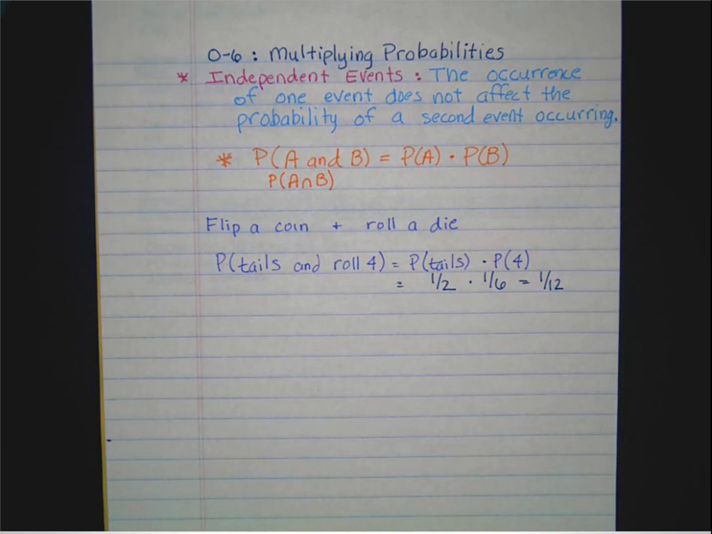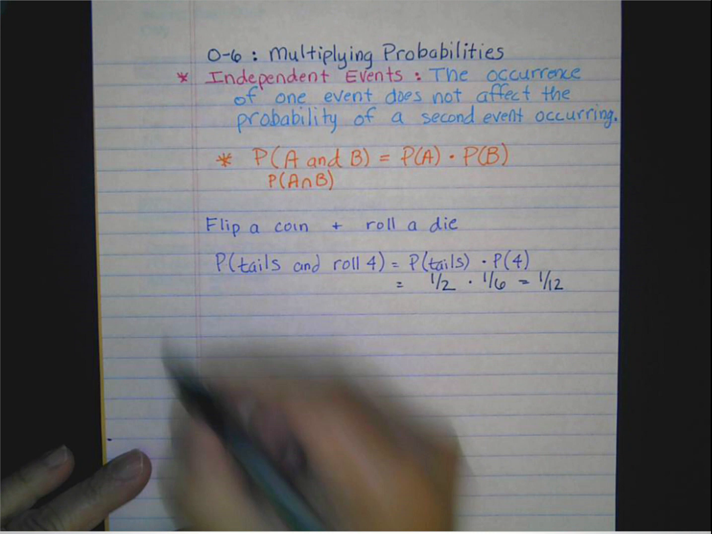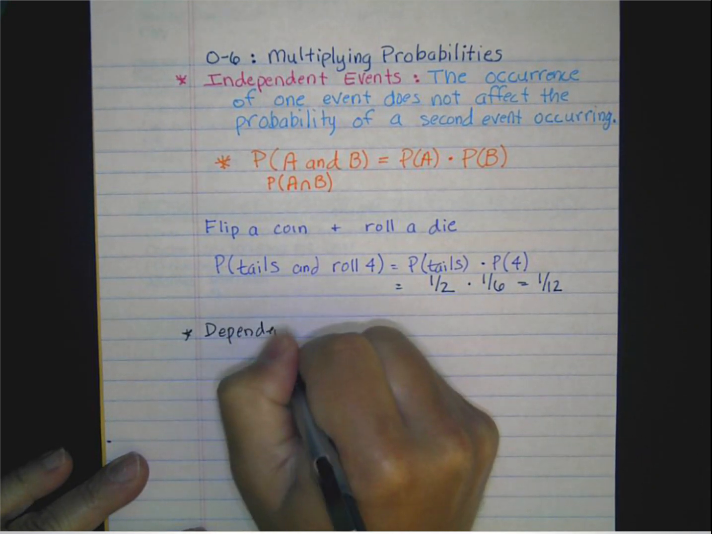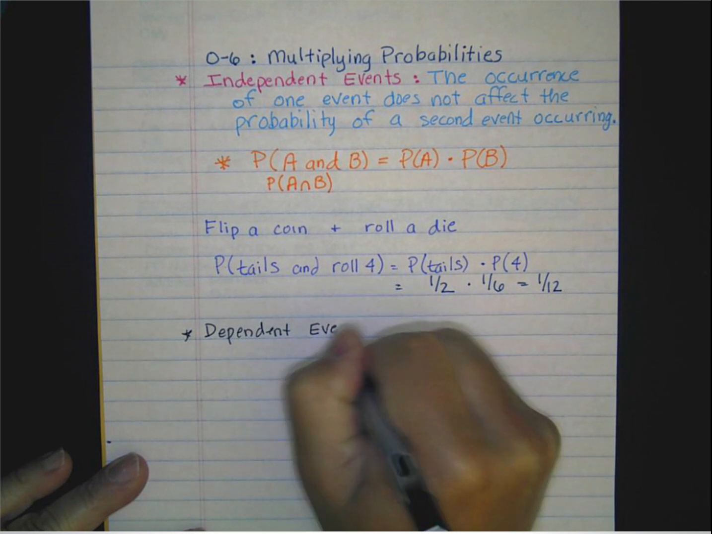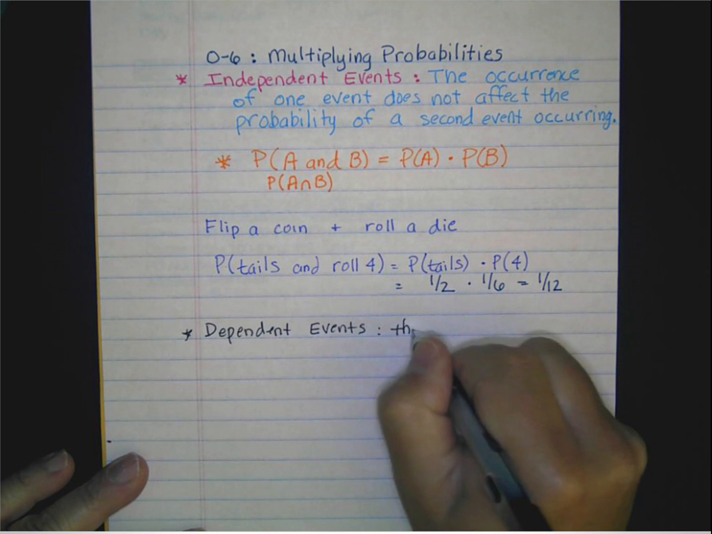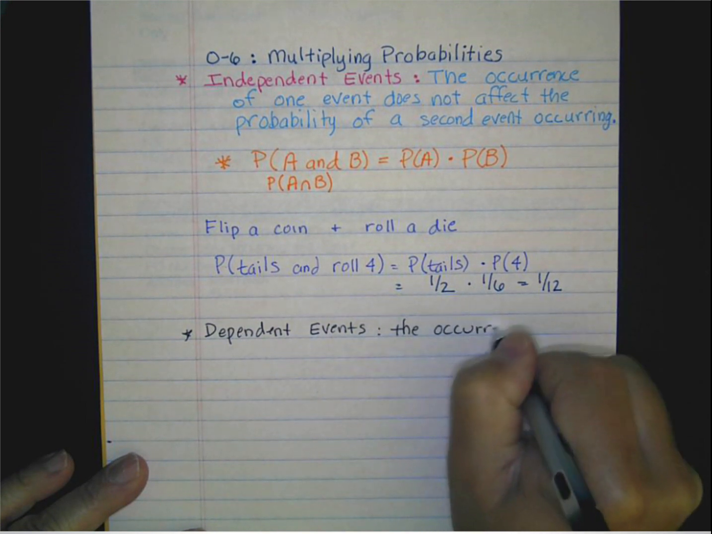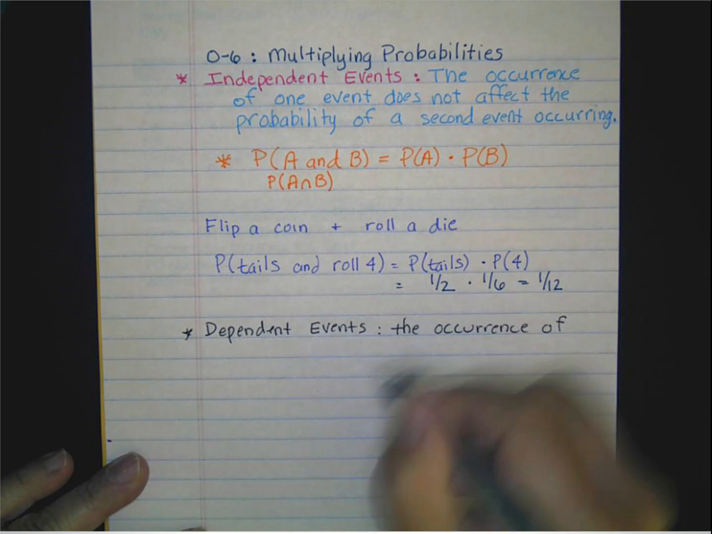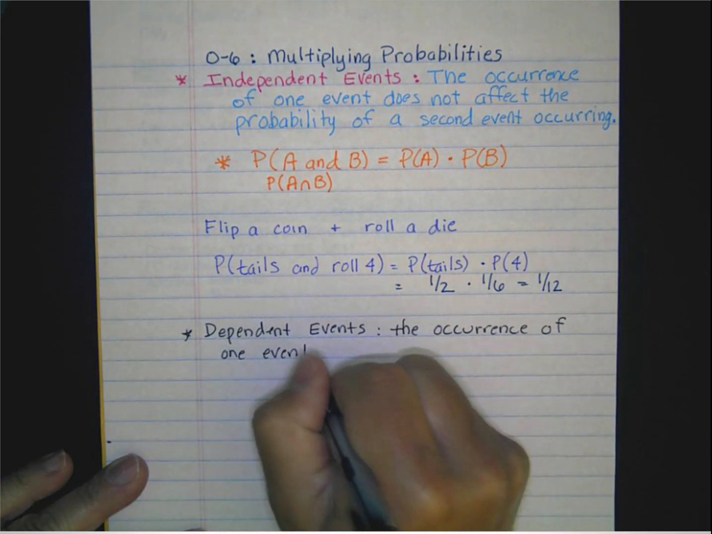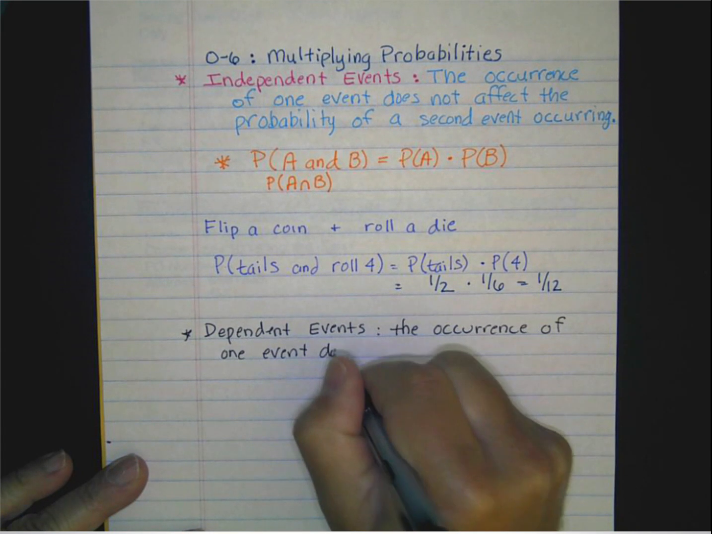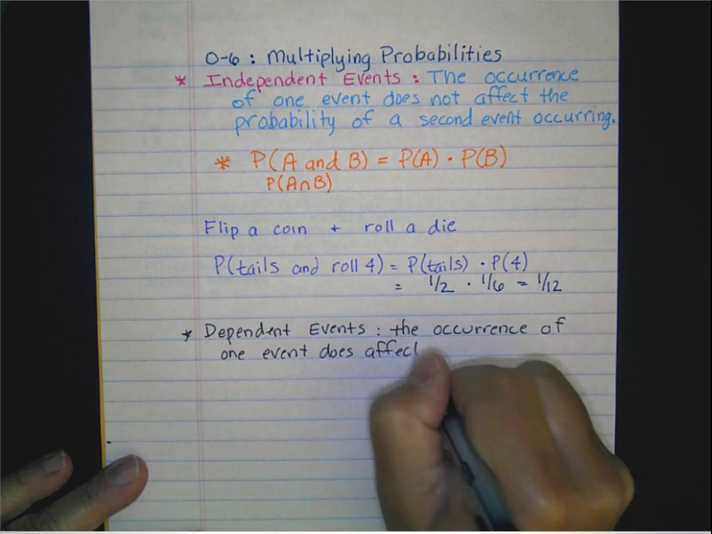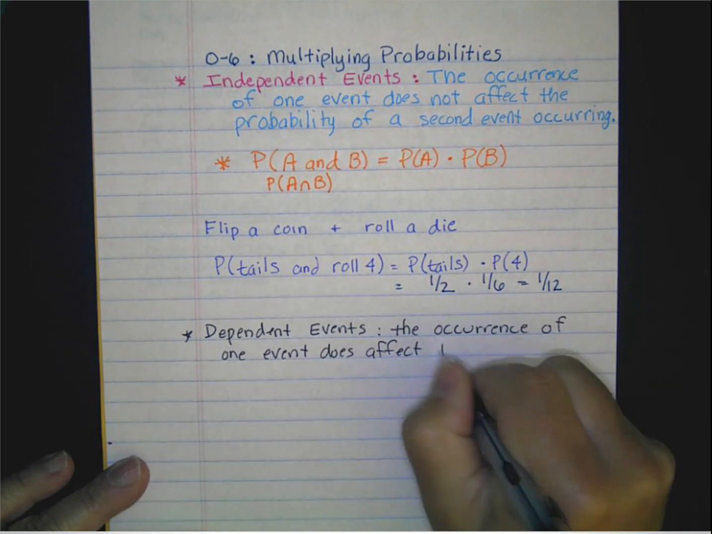And then the flip side would be dependent events. Dependent events are just the opposite. The occurrence of one event does affect the probability of the second. Make sure I use the right affect, not effect.